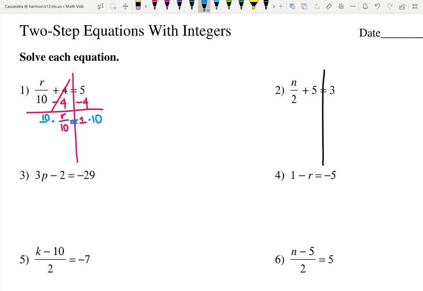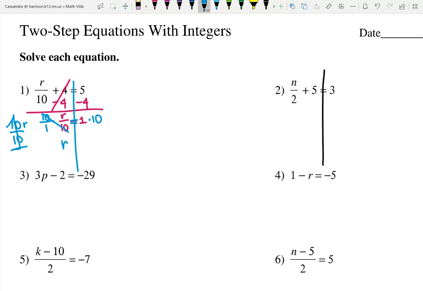Yes, because 10, if I slap that over a 1, make that a fraction, 10 is in the numerator. This 10 is in the denominator. 10 over 10, right? If I multiplied these straight across, you get 10r over 10. 10 divided by 10 is 1. Anything divided by itself is 1. So that cancels right out because it becomes 1, leaving us with just r over 1 or just r.